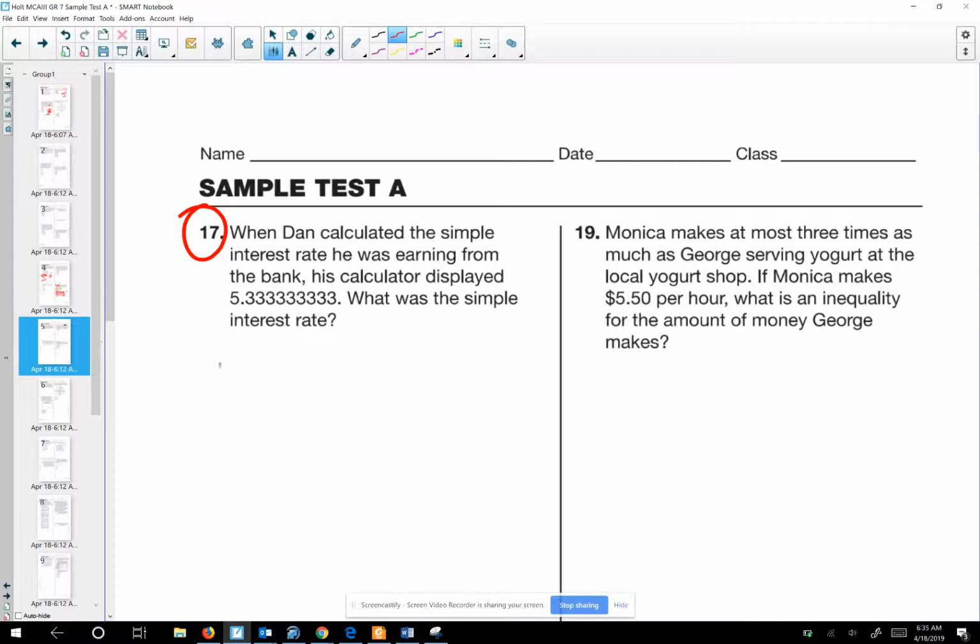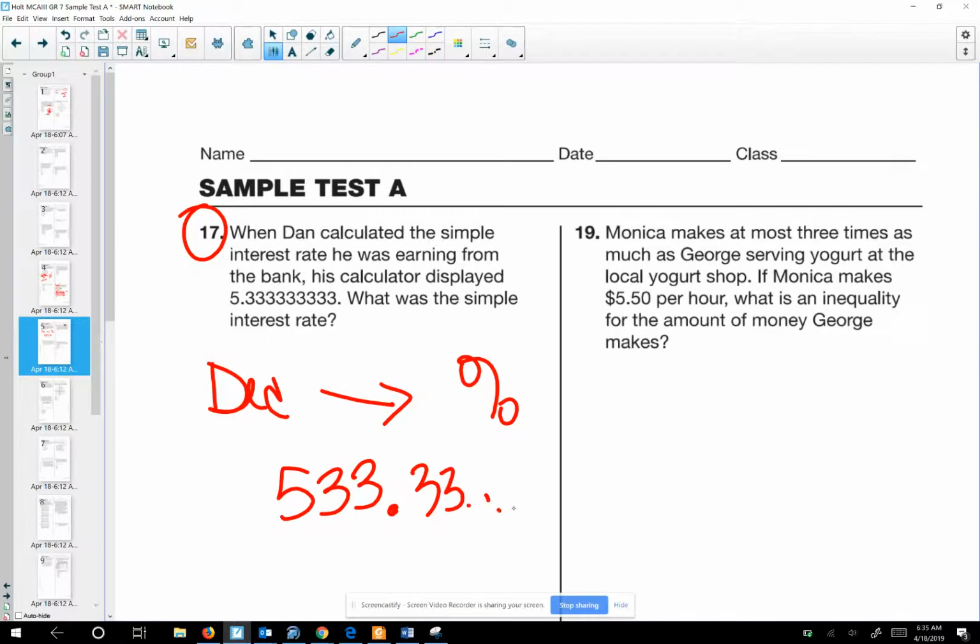Now, typically, if you have a decimal and you're converting it into a percent, which interest rate is usually written as a percent, you usually take the decimal point and move it 2 places to the right. So that would mean you should get 533 decimal point, and then all of these threes, and then you'd put your percent sign. Now, honestly, a bank that is charging that much interest, that's insane and ridiculous.